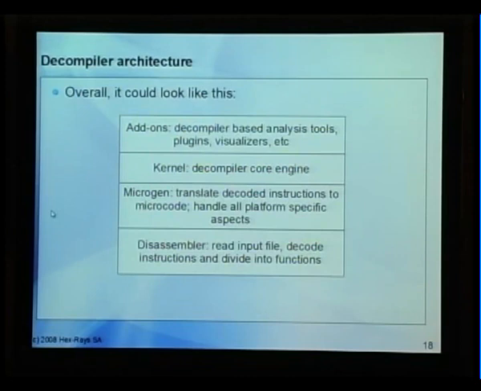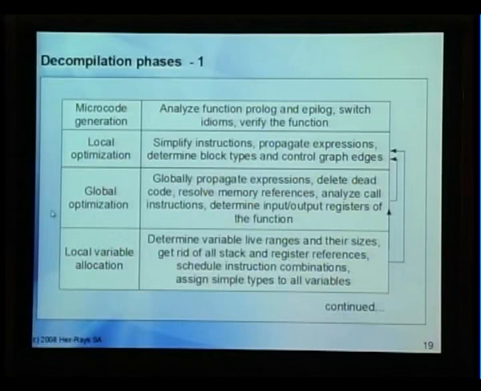And the decompiler would work using the following phases. First of all, we generate microcode. At the same step, we also analyze the function prolog, switch instructions, and verify that the function is defined correctly, that it's not like a stray move instruction, because this is not a good function. A good function must end with a return or an exit or something that makes sense. The next step is to optimize basic blocks one by one, simplify instructions and other stuff. The next step is to analyze everything globally. There we perform data flow analysis and delete dead code and other stuff.